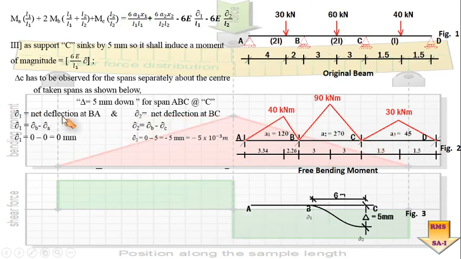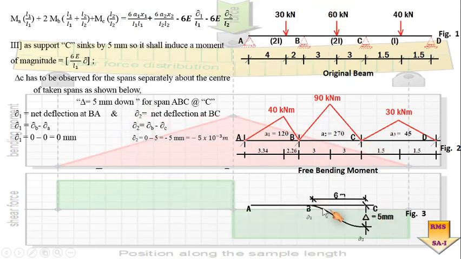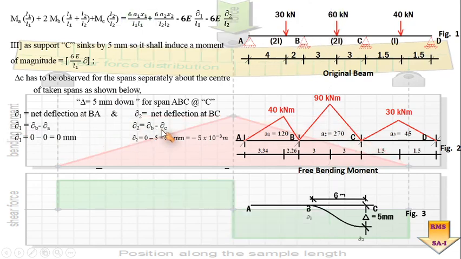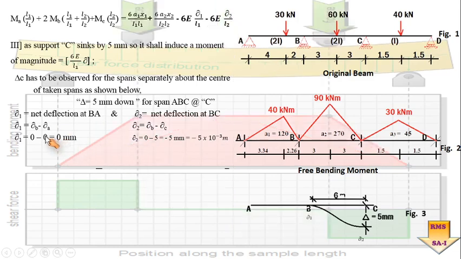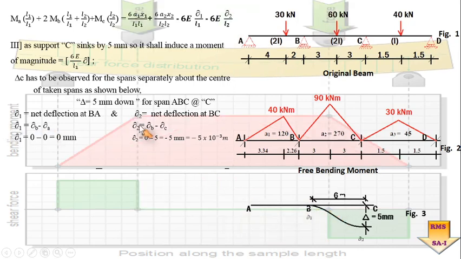Delta 1 is the net effect of deflection near point B for the span BA, whereas delta 2 is the net deflection of the span BC. So here delta 1 is delta B minus delta A, whereas delta 2 is delta B minus delta C. You can understand one more specific thing here. I am working out the value of delta 1 and delta 2 about the center of the span, that is about point B. So delta B minus delta A, and for the next, delta 2, delta B minus delta C.